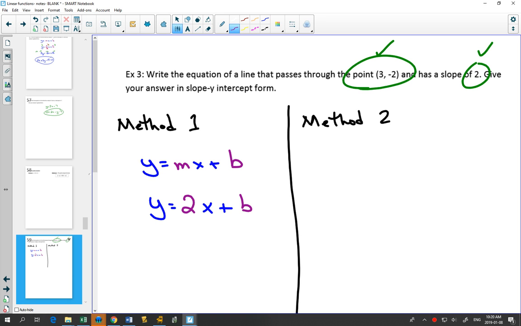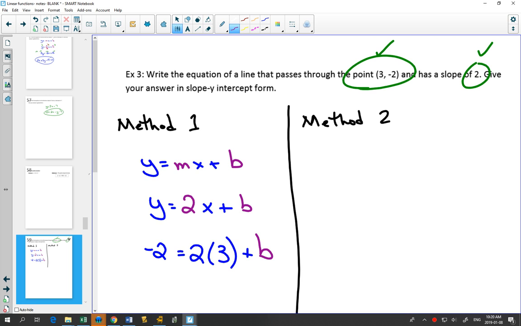This is a key thing from now all the way to grade 12. Points that are on a line make the equation true. Next semester, you're going to have parabolas. Points that are on the parabola will make the parabola equation true. So if we know that that point is on the line, that means when x is 3, y has to be -2. So if I plug in 3 for x, then I know that the y has to be -2. I still don't know what b is.